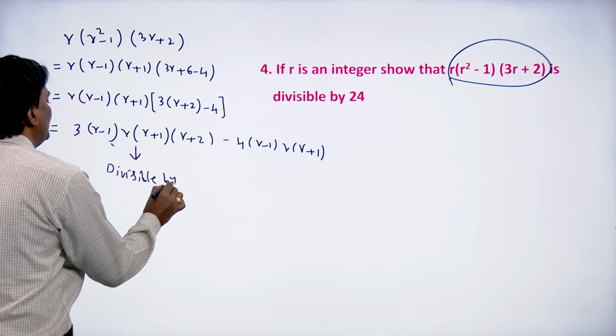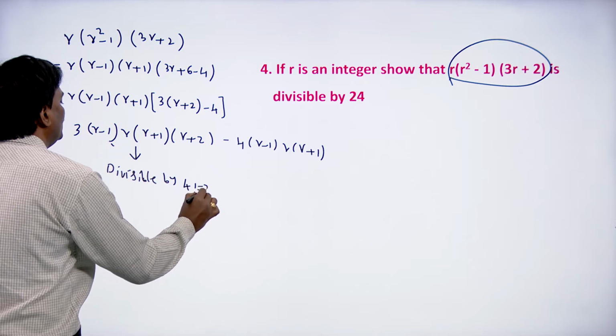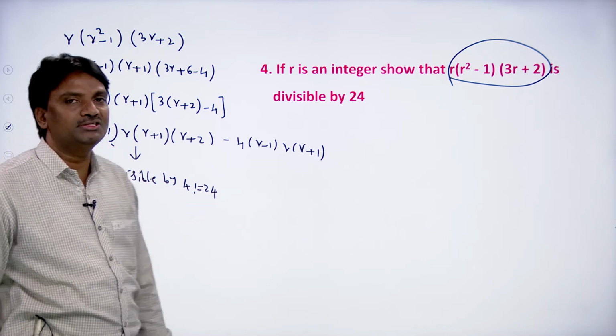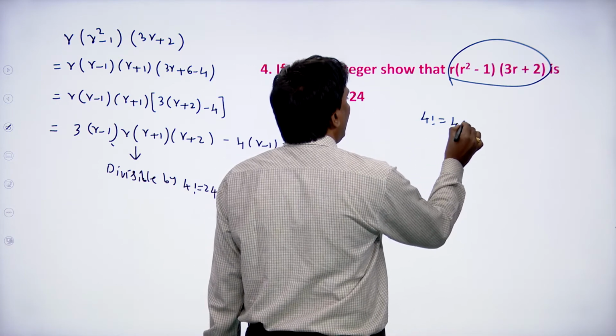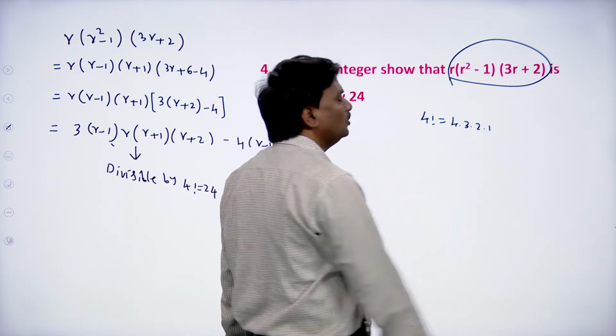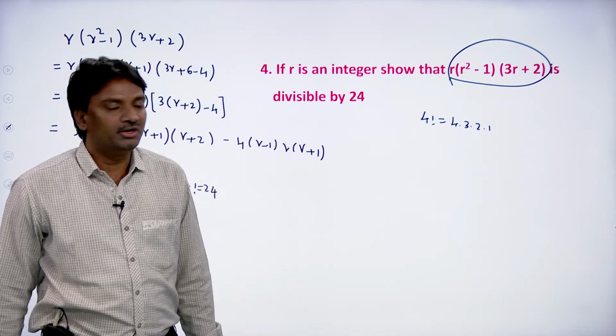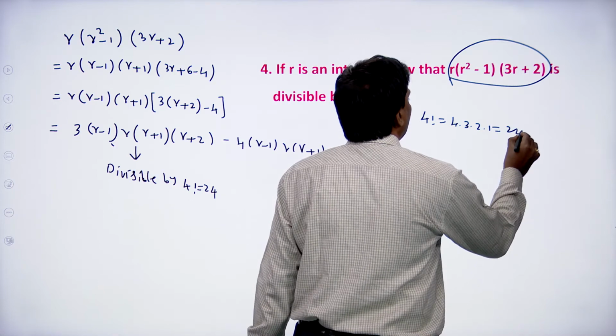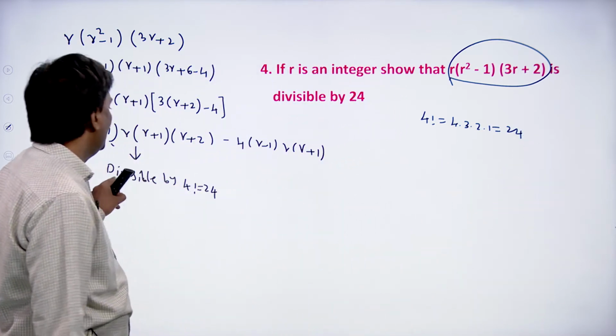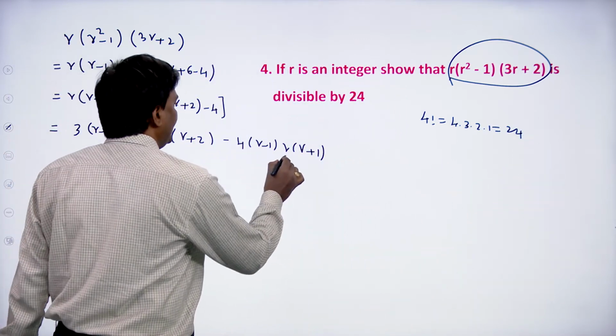So divisible by 4 factorial. The value of 4 factorial is 24, because 4 factorial can be written as 4 into 3 into 2 into 1. 4 into 3 is 12, 12 into 2 is 24, into 1, that is 24. Divisible by 24.